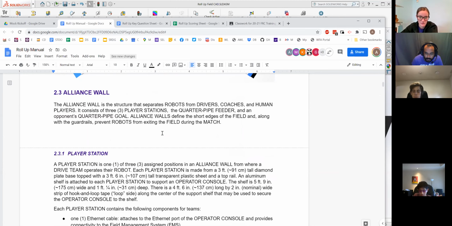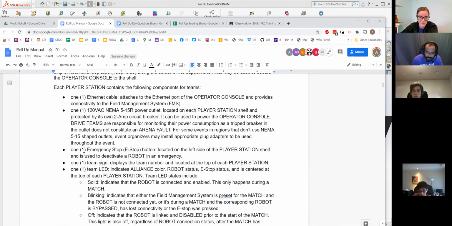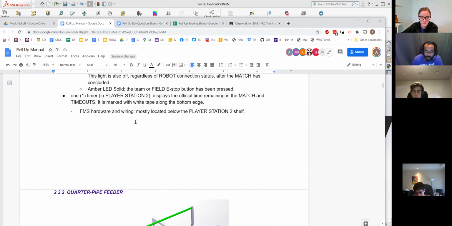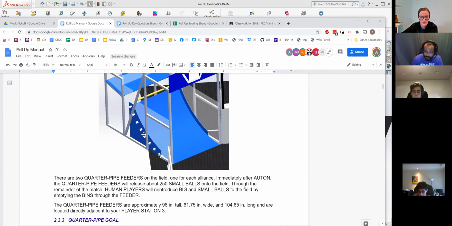Okay. Kind of generic player station stuff that's in every manual. Talks about how we plug in our laptops and everything. All of that exists. We intentionally left as many of the details in as in a normal FRC manual, just so we can give an idea of what it's like to read through a real FRC manual as much as we can, because there's a lot of details.